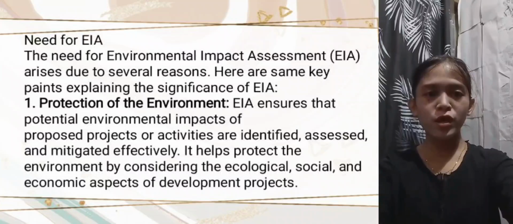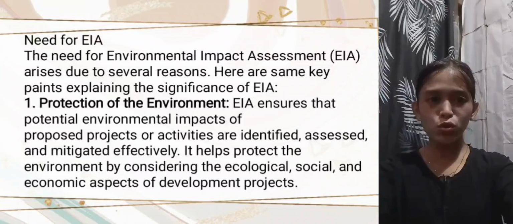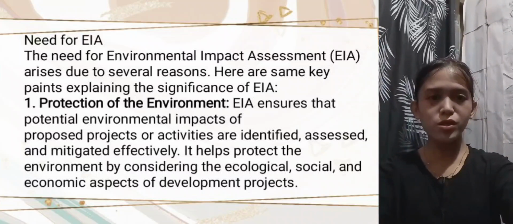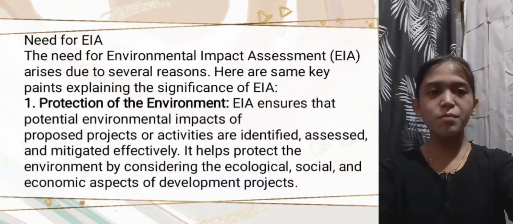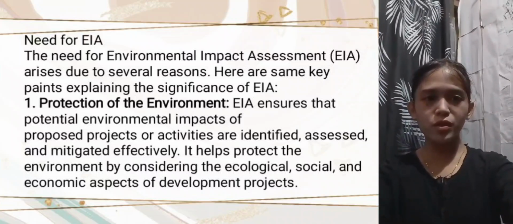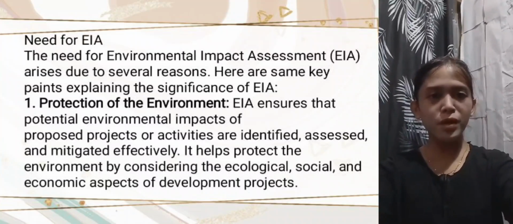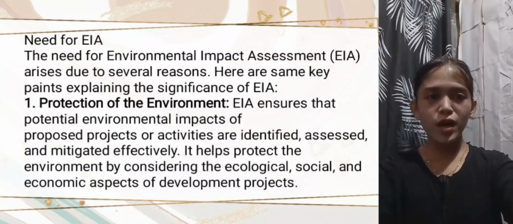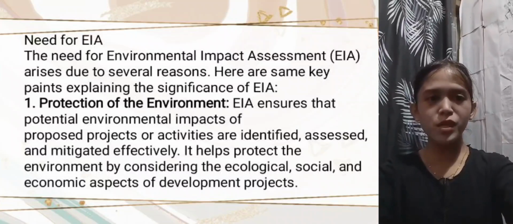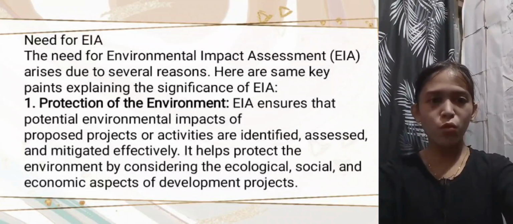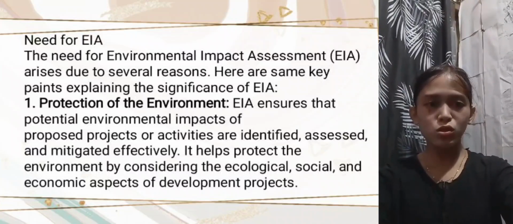So, what is the need for EIA? The need for Environmental Impact Assessment (EIA) arises due to several reasons. So, here are some key points explaining the significance of EIA. Number one is protection of the environment. EIA ensures that potential environmental impacts of proposed projects or activities are identified, assessed, and mitigated effectively. So EIA helps us find possible harm to air, water, land, plants, animals, and people and show ways to reduce damage.